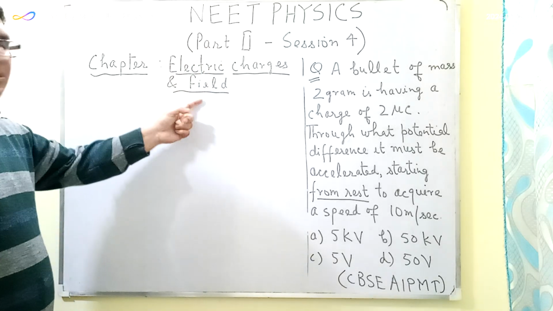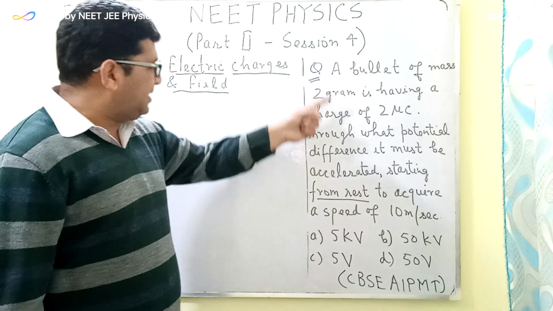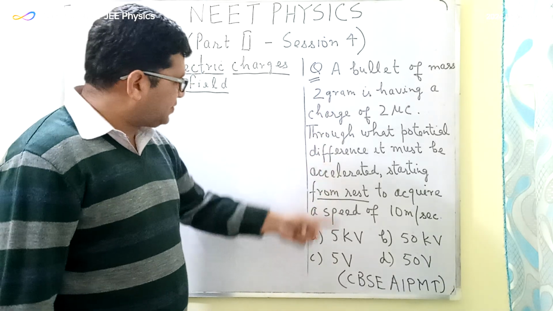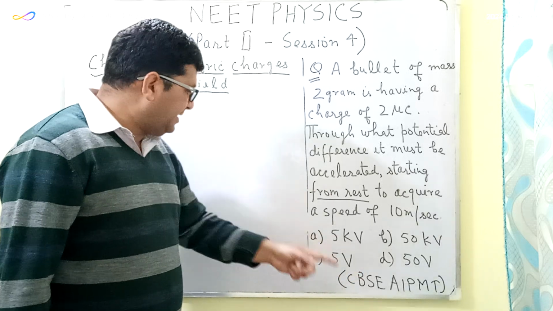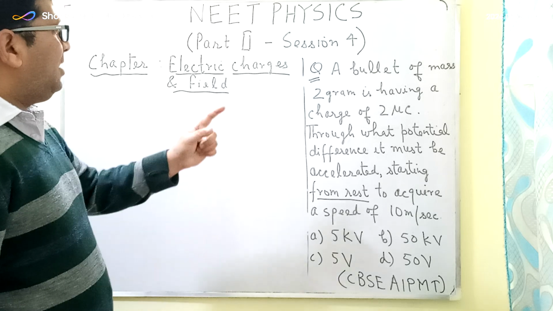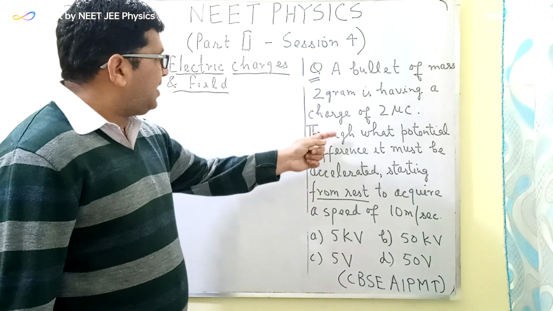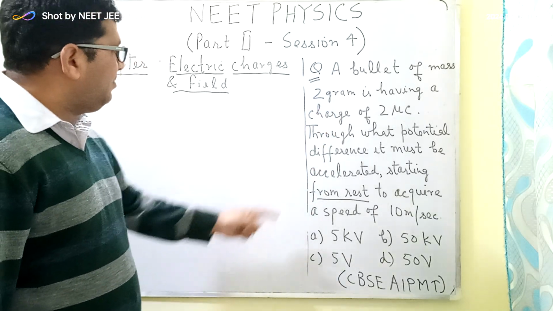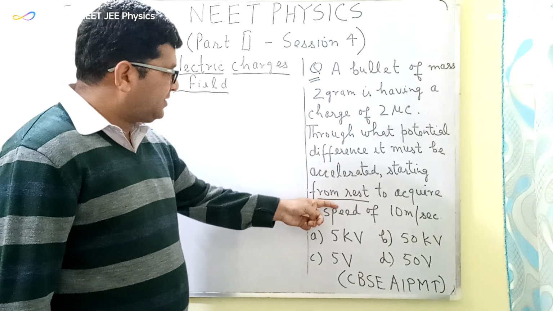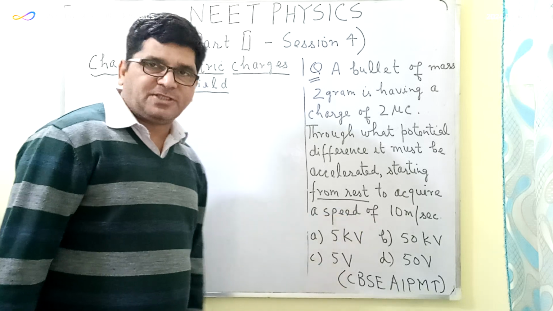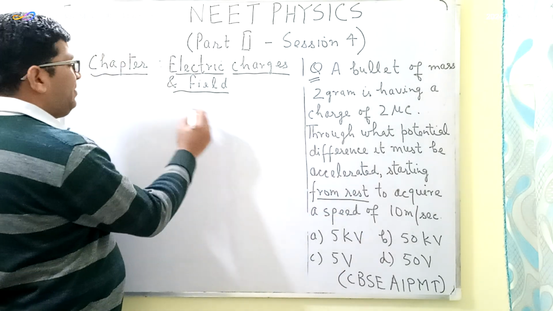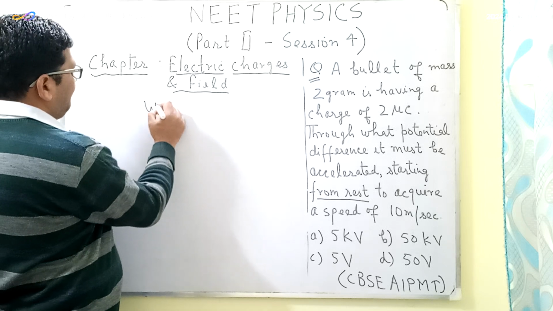The chapter is Electric Charges and Field, and today I have taken this question for this session. This question was asked in the CBSE All India Pre-Medical Test in 2004. The question is: a bullet of mass 2 gram is having a charge of 2 microcoulomb. Through what potential difference must it be accelerated, starting from rest, to acquire a speed of 10 meter per second? This is a very easy question, and here we will be applying the concept of the work energy theorem.